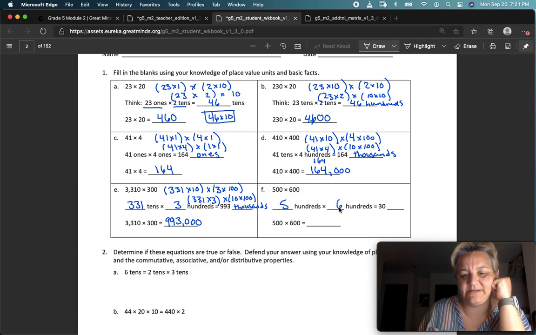Next one. That's easy. 500s times 600s, right? 5 times 100 times 6 times 100 is 30, but then 100 times 100, that's 4 zeros. So 4 zeros would be 10,000, 10 thousands.